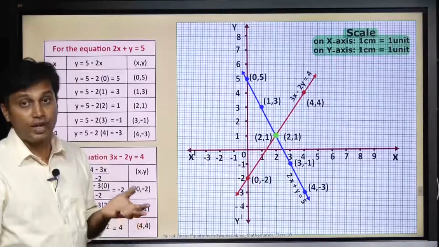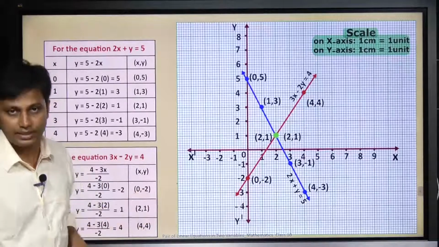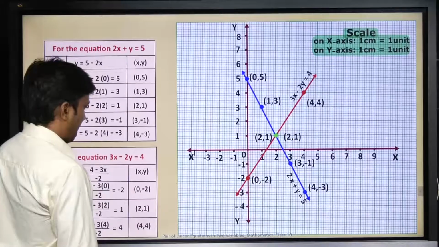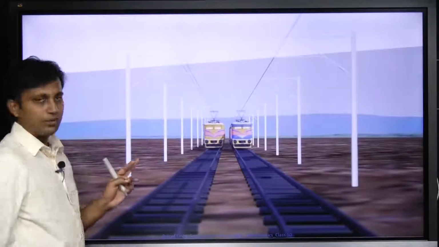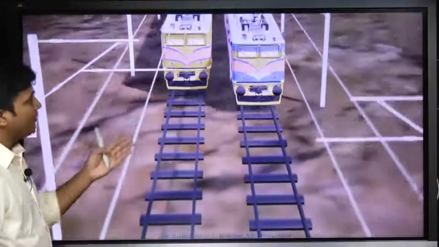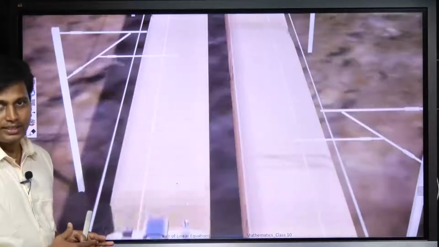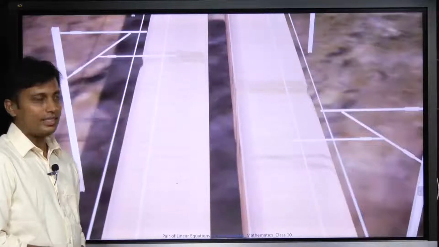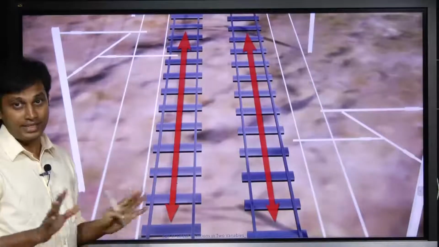Now let us solve one more pair of linear equations, and we'll see what happens over there. See, before solving this, just observe this visual. So what can we observe here? These two trains will never meet at any point, isn't it? So these two trains will never meet. Are these intersecting or non-intersecting? These are non-intersecting, right? First observe this.